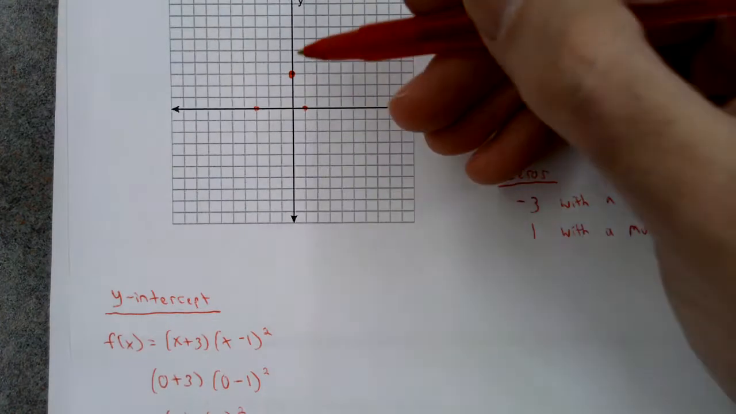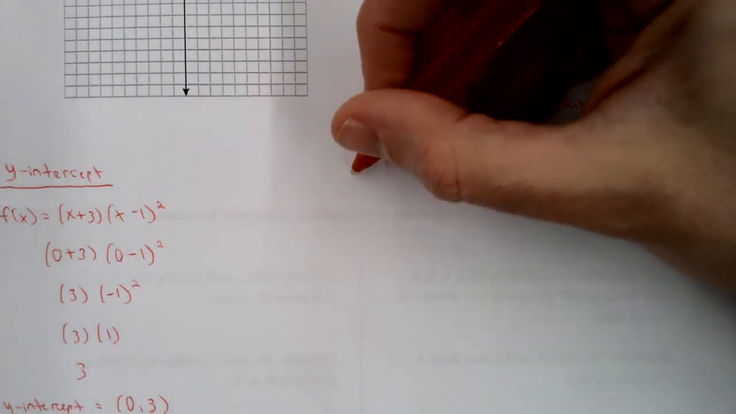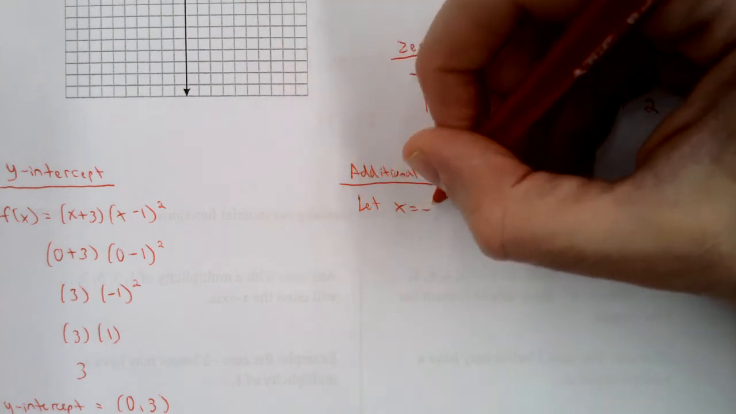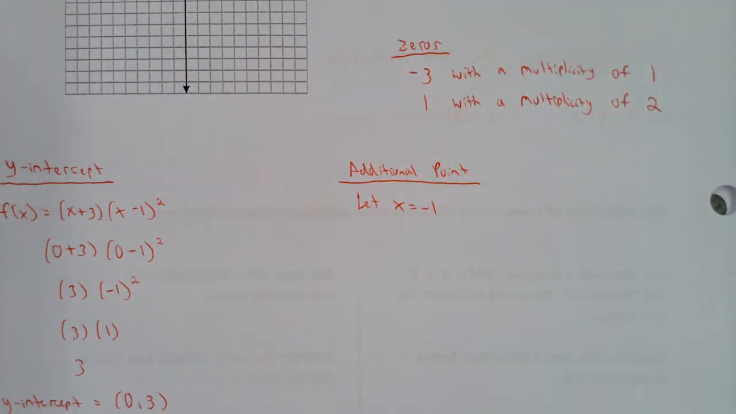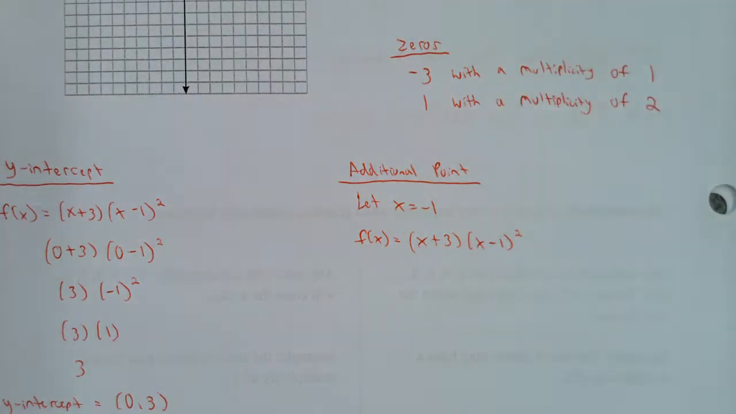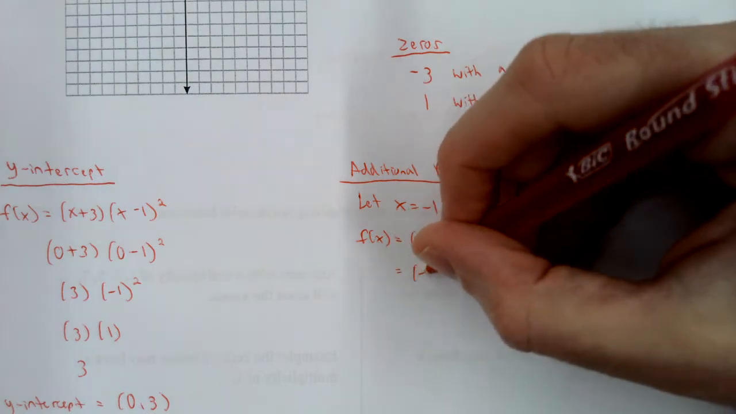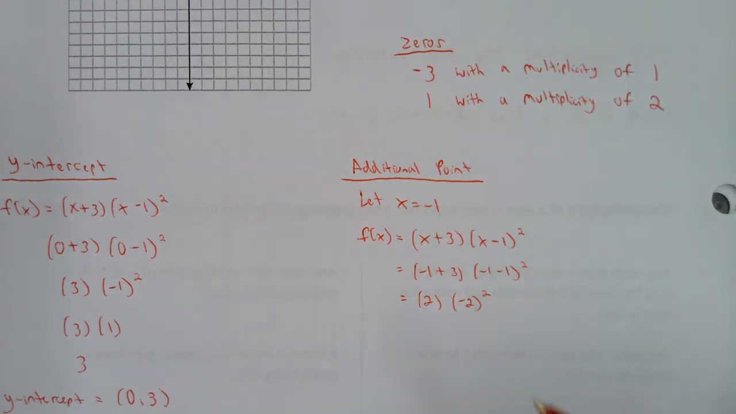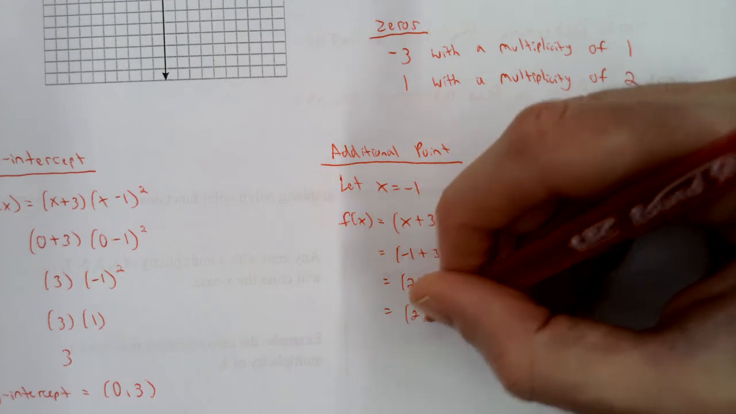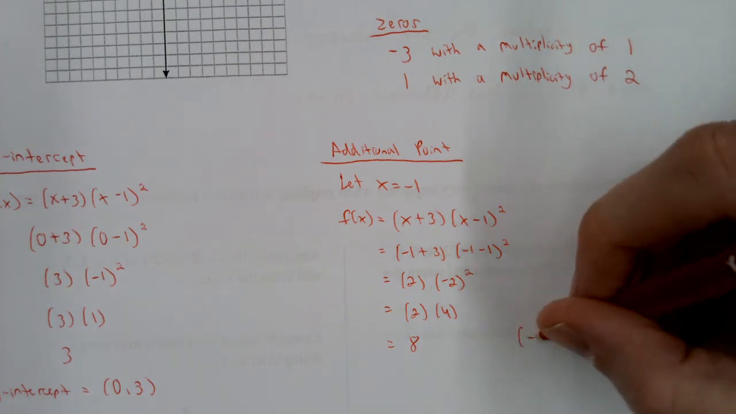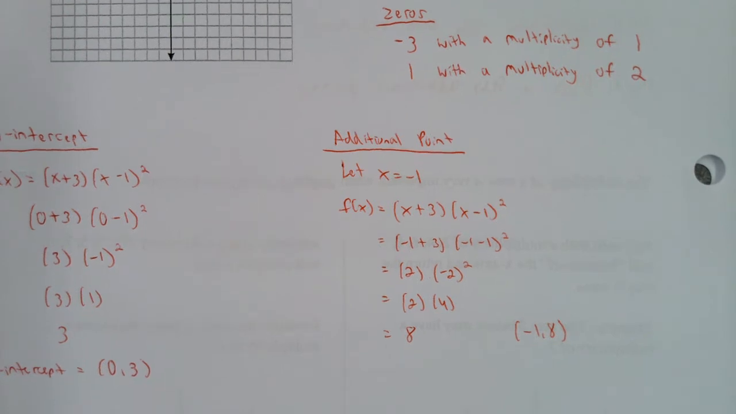I'll pick x equals -1. I'm going to do 2 additional points. Let's do x equals -1 first. So I'll replace the x with -1. -1 plus 3 is 2. -1 minus 1 is -2. Order of operations, -2 squared is 4, and 2 times 4 equals 8. That means we have the additional point, -1 comma 8. Let's plot that.